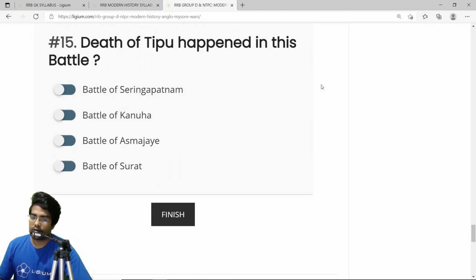The death of Tipu Sultan happened in which battle? It was in the Battle of Srirangapatnam, the capital of Mysore, where Tipu Sultan defended his kingdom and died bravely. So the correct answer is option A, Battle of Srirangapatnam.